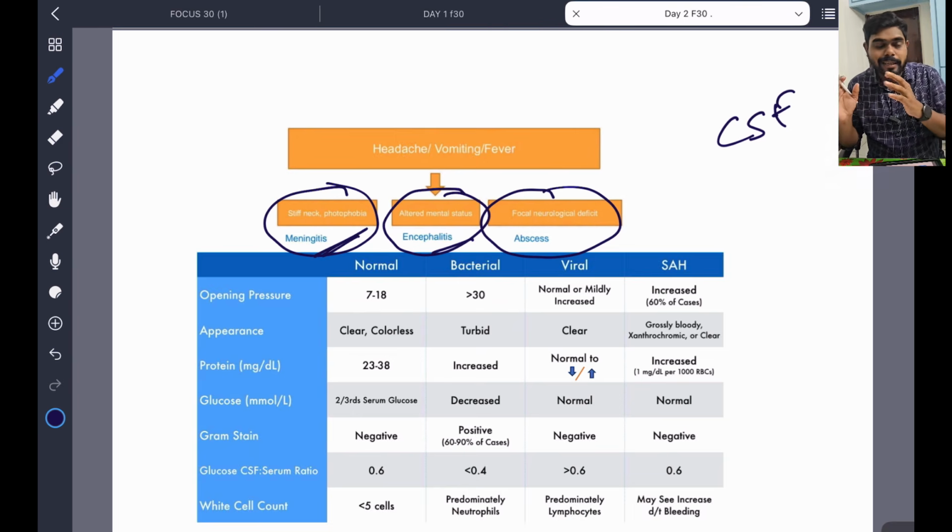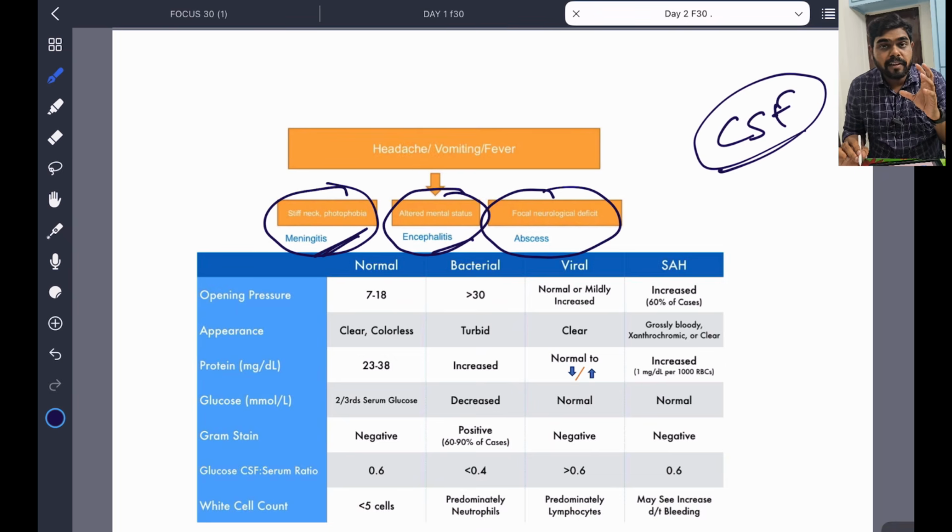In this case we have to do a test called CSF analysis, not compulsorily, but according to the clinical need we will do CSF analysis. CSF analysis is very important. Why? Because in CSF analysis we can differentiate between the different conditions.